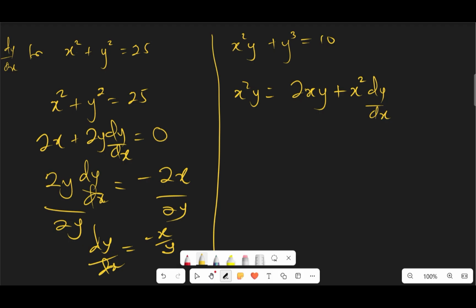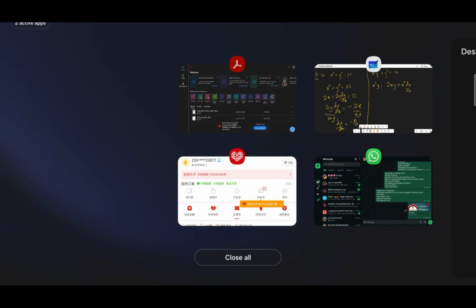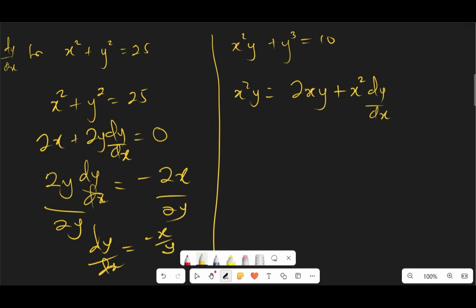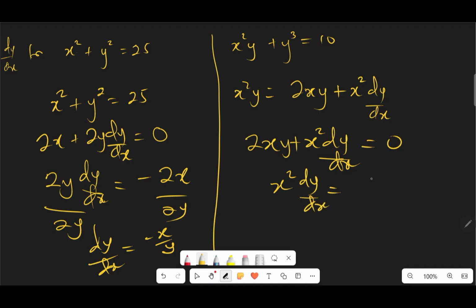So after differentiation, that's what we are going to start with. So we are going to get 2xy plus x squared dy dx being equal to 0, because 10 will give me 0. So from there, we are looking for dy dx. So we'll move the 2xy to the other side of the equal to sign. So we're going to get x squared dy over dx being equal to negative 2xy.